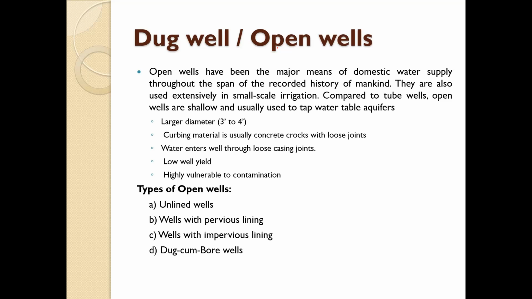The open wells have been the major means of domestic water supply throughout the span of recorded history of mankind. As I have told you earlier, they are also used extensively in small scale irrigation compared to the tube wells. Open wells are shallow and usually used to tap water table aquifers.